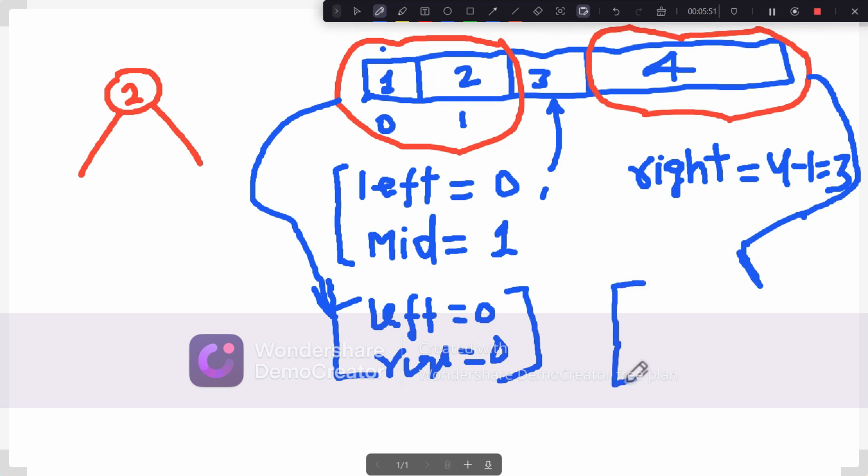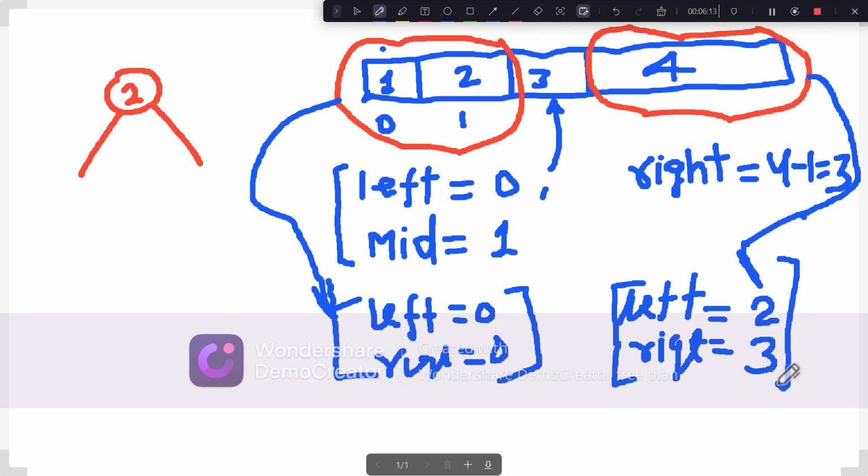Left would be mid plus 1, right? So left will be mid plus 1. Mid is 1, so 1 plus 1, left would be 2, and right would be still 3. Okay, so these are the two parts we just got after getting our root node. Now we will call separately for these functions.